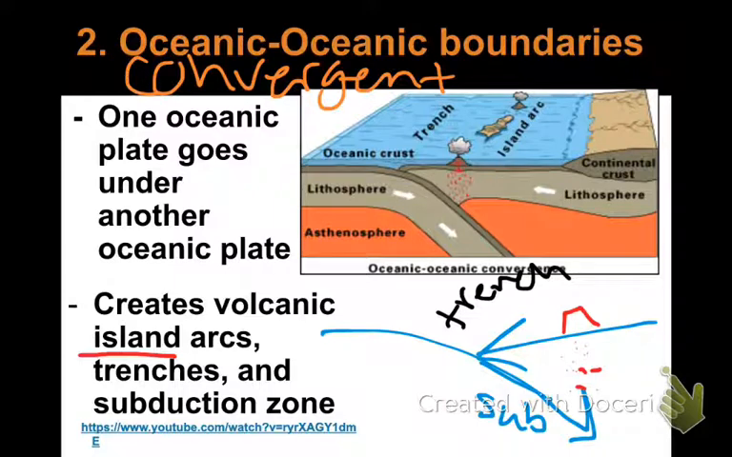So you had divergent where they divide, and they made a ridge with a rift valley and brand new ocean floor. Then you had the oceanic continental with the trench, subduction zone, and volcanoes on the land. And now we have oceanic convergent with trench, subduction zone, and volcanoes that are islands. So those are all of your features.